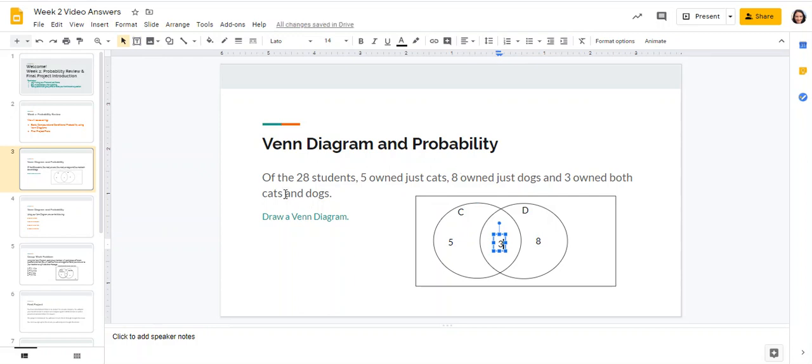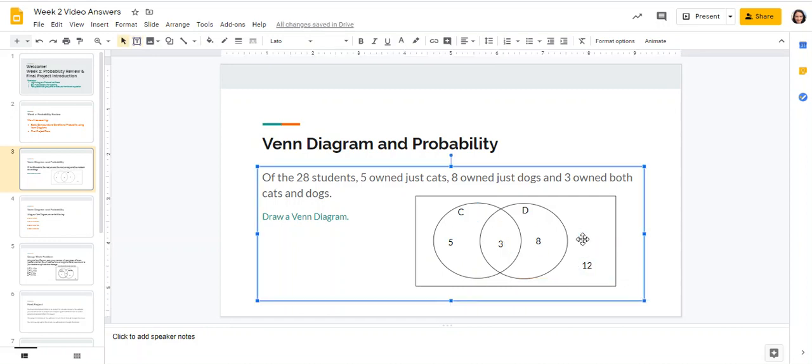So there are 28 students altogether. So far we've accounted for 16 students. So if you subtract 28 minus 16, you should find that 12 students have neither cats nor dogs. All right, so our Venn diagram's ready, and now we're going to use this Venn diagram to answer some questions on the next page.